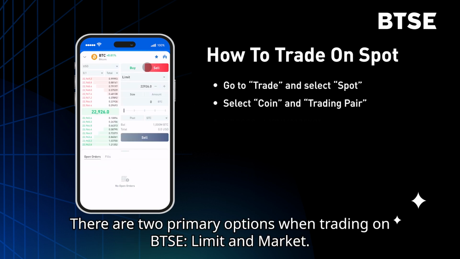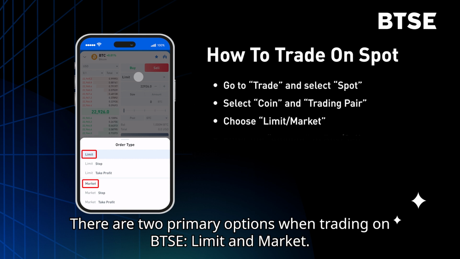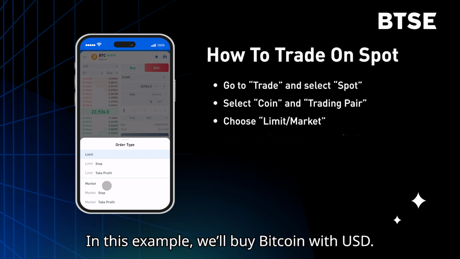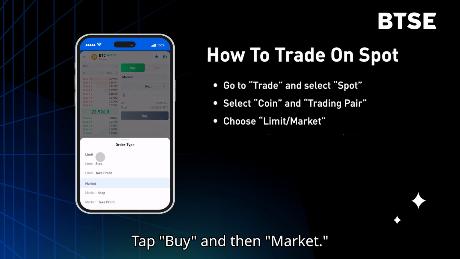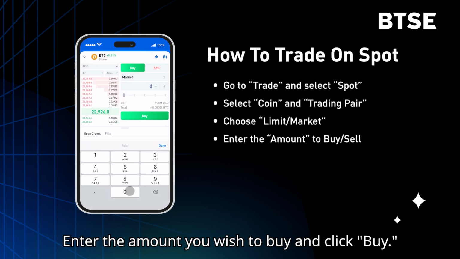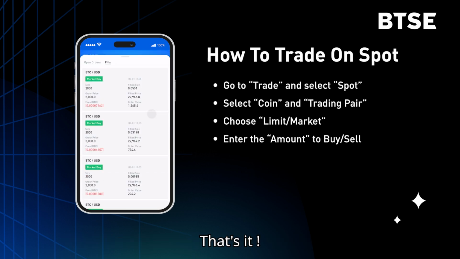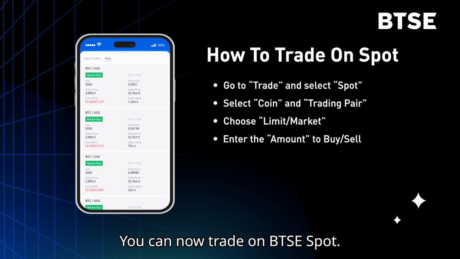There are two primary options when trading on BTSE, limit and market. In this example, we'll buy Bitcoin with USD. Tap Buy and then Market. Enter the amount you wish to buy and click Buy. That's it. You can now trade on BTSE Spot.